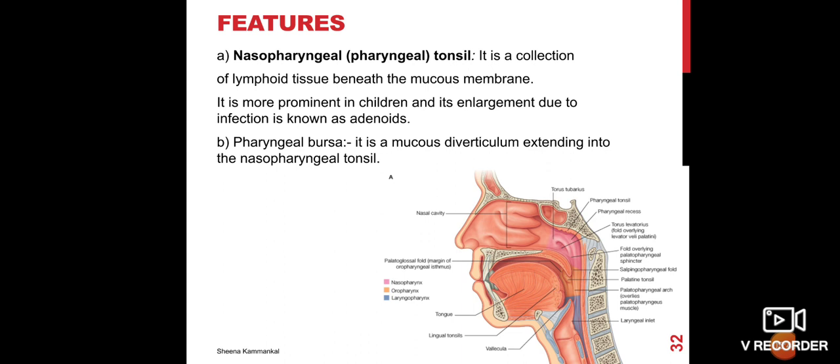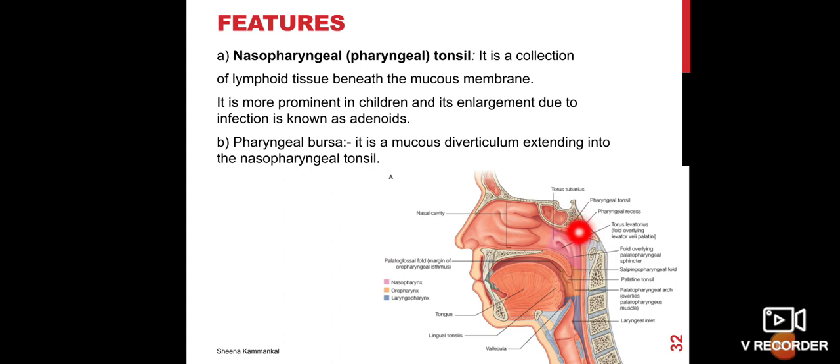Now, each part of the pharynx has different features on its lateral wall. While looking at the lateral wall of the nasopharynx, we can see a collection of lymphatic follicles, which is called the nasopharyngeal tonsil or pharyngeal tonsil, present just beneath the mucous membrane at the roof. See, this is the roof of the nasopharynx. Here, a small collection of lymphatic follicles is present, which is called the pharyngeal tonsil.